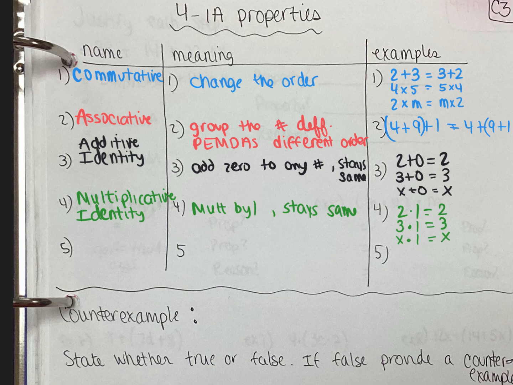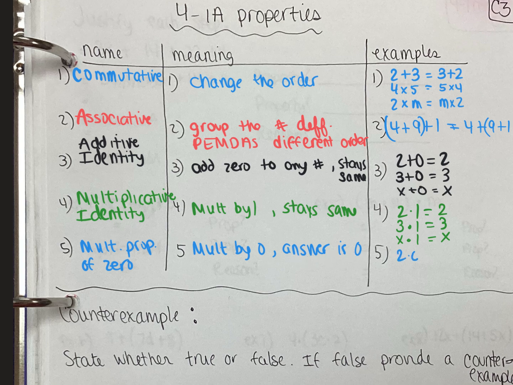All right, and now our last property is called the multiplicative property of 0. If I multiply by 0, my answer is 0. That is different from adding 0. If I add 0, the number stays the same. If I multiply by 0, now my whole answer is 0.